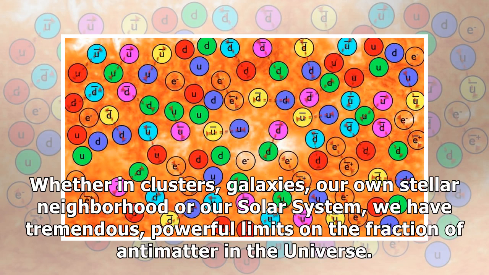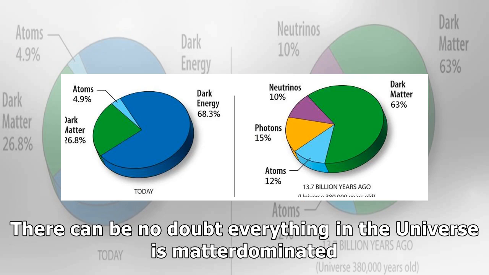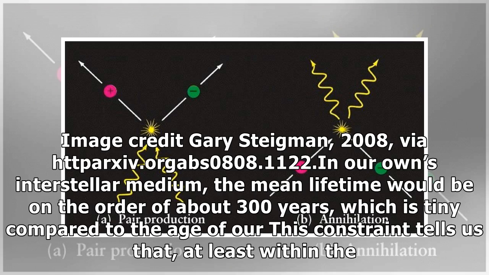Whether in clusters, galaxies, our own stellar neighborhood or our solar system, we have tremendous, powerful limits on the fraction of antimatter in the universe. There can be no doubt: everything in the universe is matter-dominated. Image credit: Gary Steigman, 2008, via arxiv.org/abs/0808.1122. In our own interstellar medium, the mean lifetime of an antimatter particle would be on the order of about 300 years, which is tiny compared to the age of our galaxy.